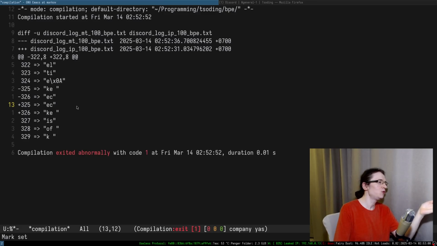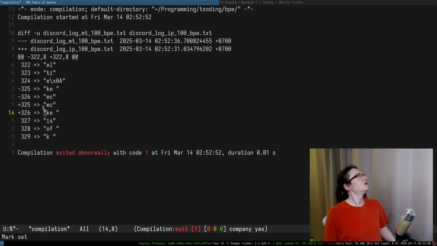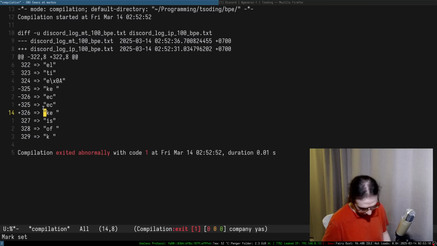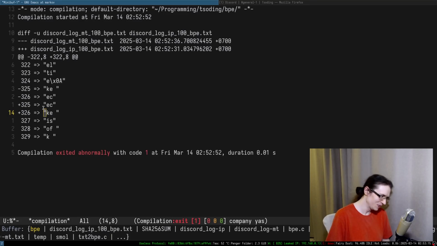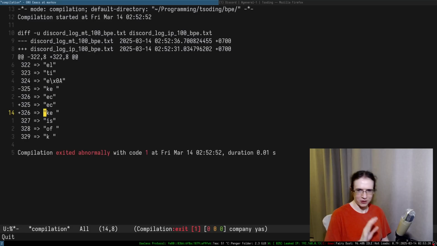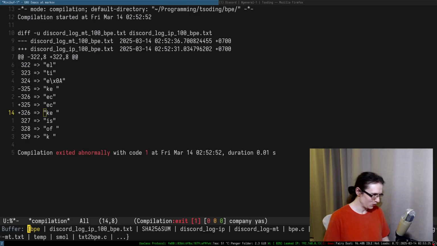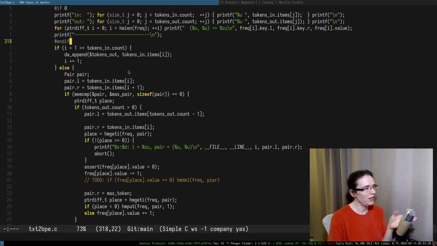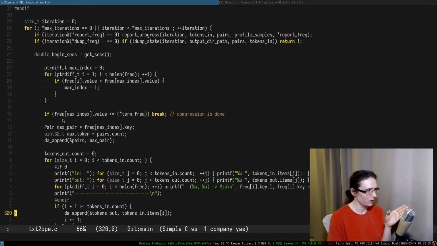Well, it's the same tokens, but in a different order. Wait a second. The order of iteration. Okay, I completely forgot that hash tables are unordered containers. One of the things we do here is iterate the hash table to identify the maximum frequency.